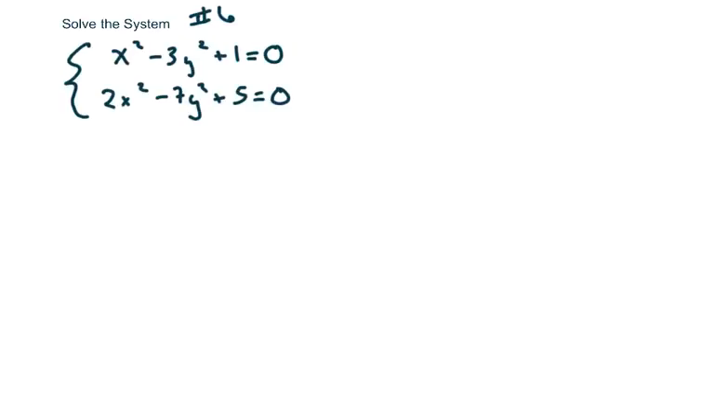Everyone, we're going to solve this system. This is number 6. It's very similar to the one we did before. So I'm going to write this because I'm going to use elimination. I'm just going to move my constant over to the right side of the equation.